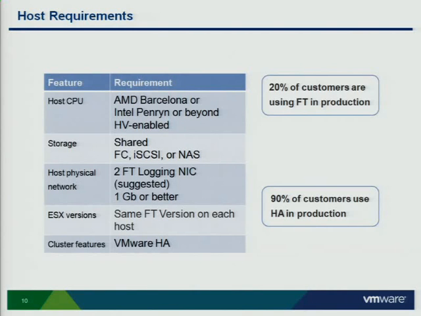And lastly, your FT hosts should have the same FT version. And this is pretty straightforward, like they're running in lockstep. Primary and secondary are running in lockstep. They're exchanging events over the FT logging network, and they need to speak the same language, and hence the FT version requirement. So the FT version for both the hosts has to be the same, because they need to understand each other. Just a side note, Dean already mentioned 90% of the people are using HA in production. FT is the highest adopted feature as of the last release, so 20% of customers are using FT in production right now.